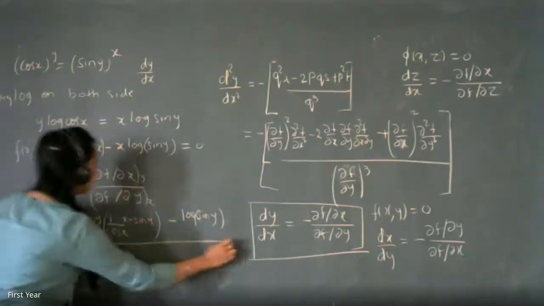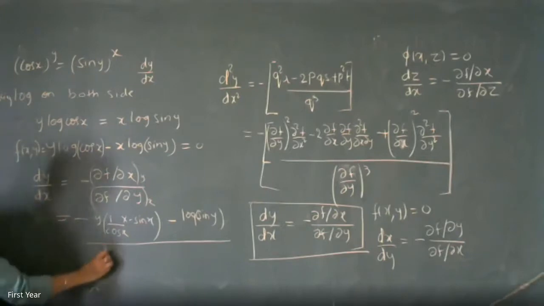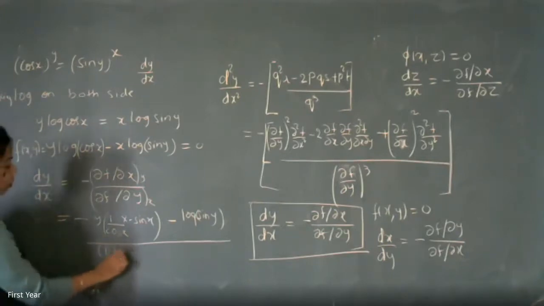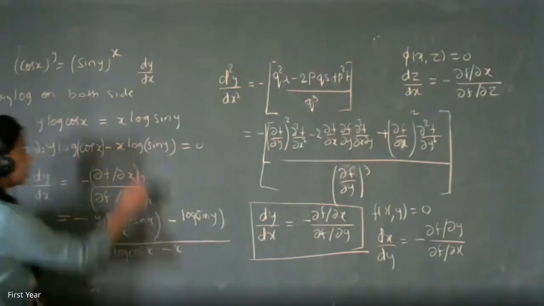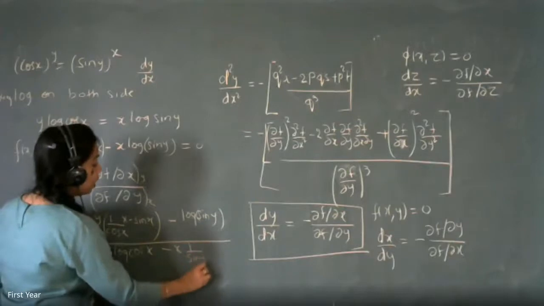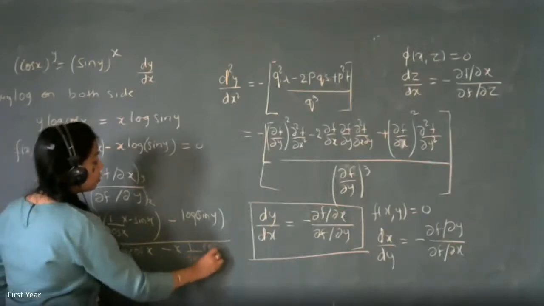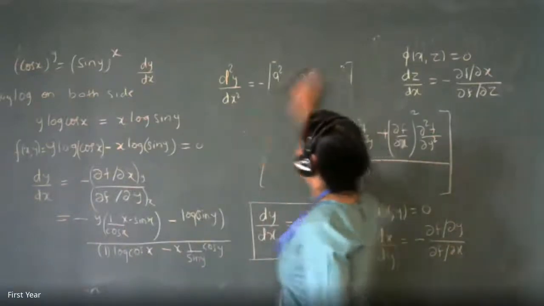divided by derivative of f with respect to y. So y here has power 1, so its derivative is 1 into log of cos x as it is because that's the constant, minus x as it is. Derivative of log sin y is 1 by sin y into derivative of sin, which is cos y. So simplify it and write down the answer. That will be your final value.